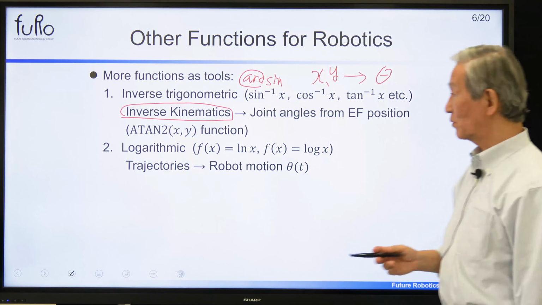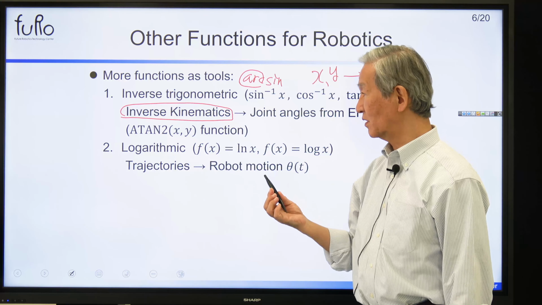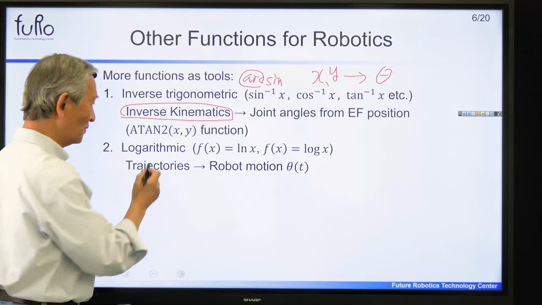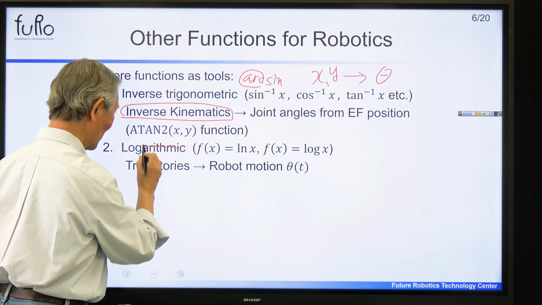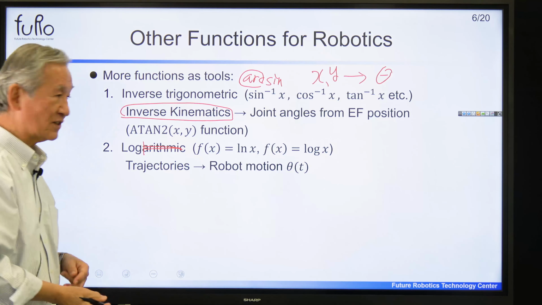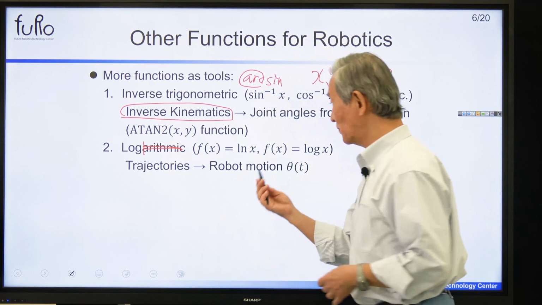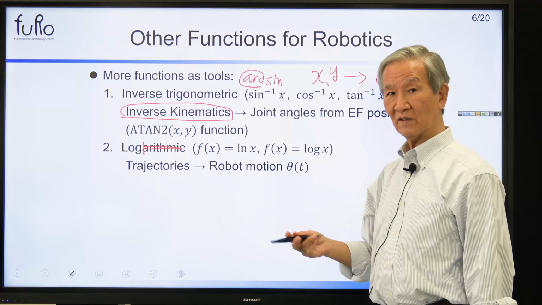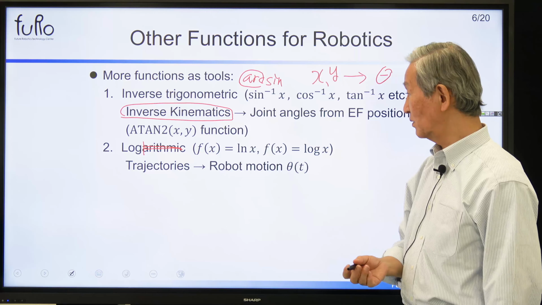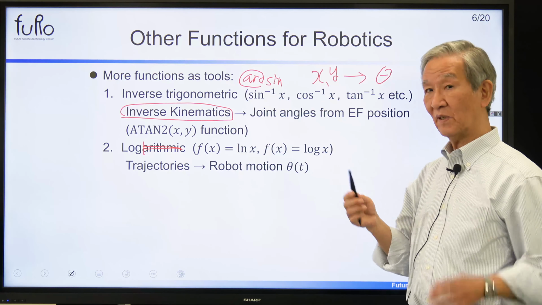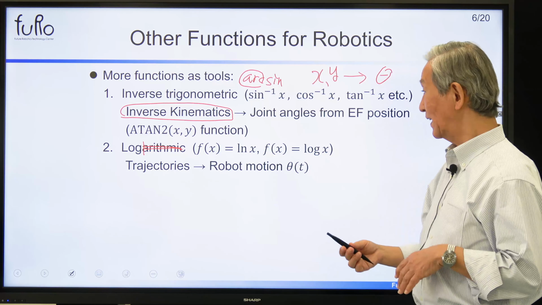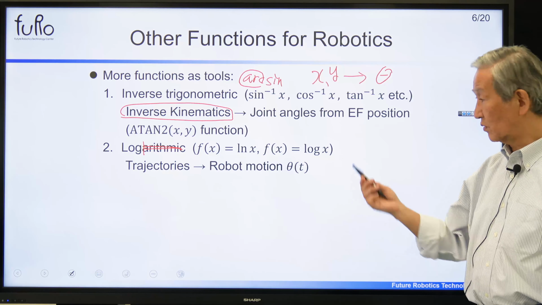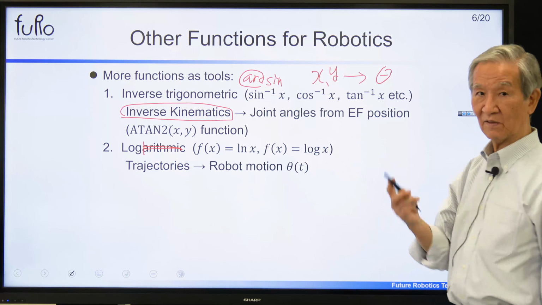And one more thing is the logarithmic function, the log function. Once again, logarithmic is difficult to pronounce, so let's just say log function. The two famous ones are ln x and log x. I'm going to talk about that in detail later. But anyway, when we have an equation of motion and solve that equation of motion to come up with trajectories, so to find the robot motion, we need that function.